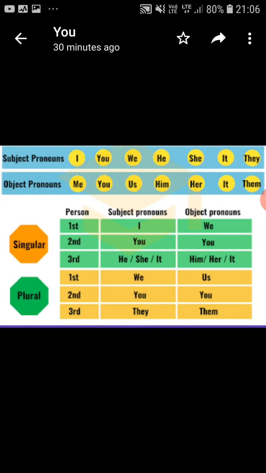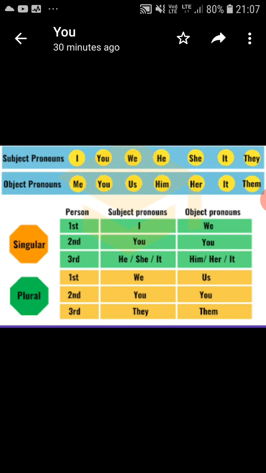A list is given here. You know, there are different types of pronouns. Sometimes we use a pronoun in the place of the subject and sometimes in the place of the object. So here is the list according to singular and plural pronouns. I, you, we, he, she, it, they are used in the place of the subject, that's why they are called subjective pronouns. And me, you, us, him, her, it, them are used in the place of the object, that's why they are called object pronouns. And the list is given here according to singular and plural.